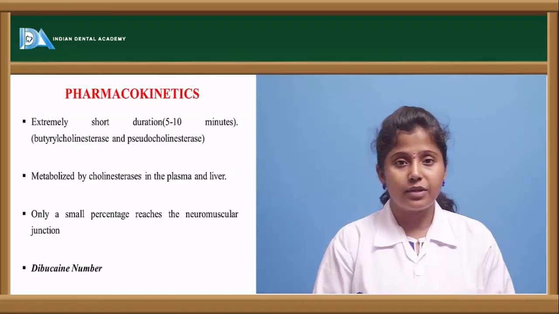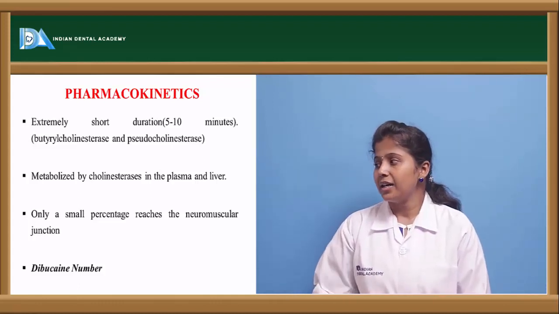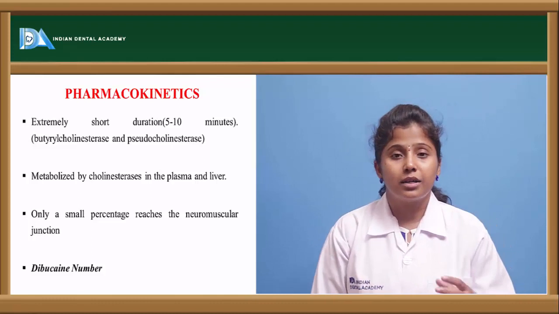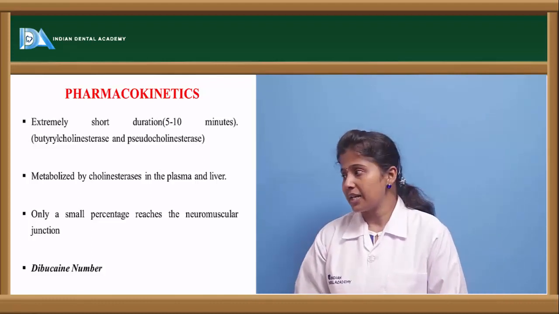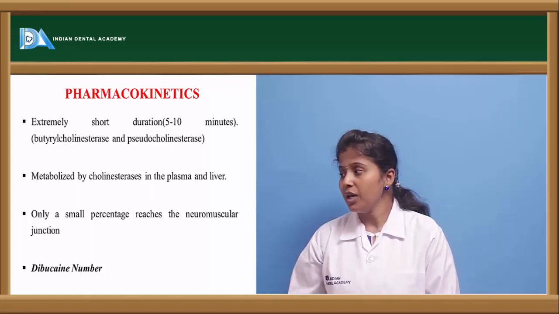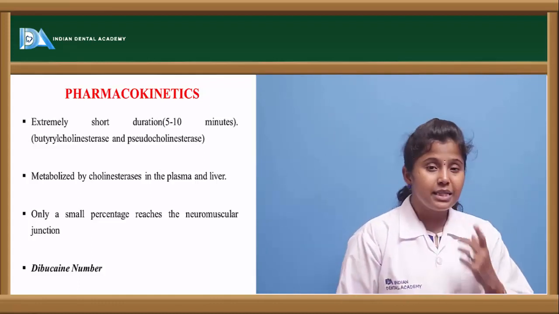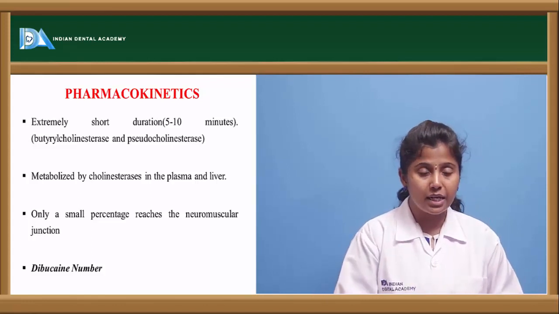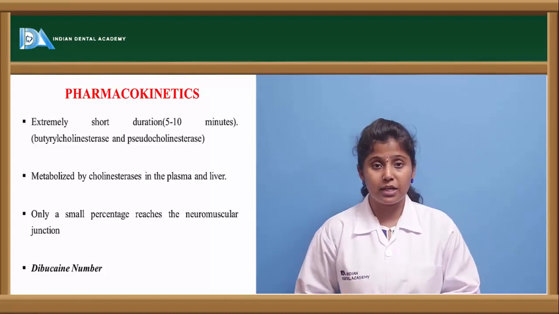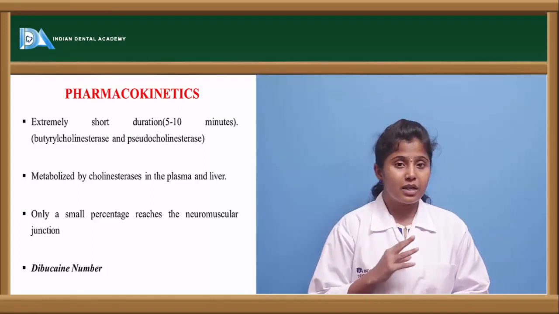Let us see the pharmacokinetics of these drugs. These drugs are extremely short acting, and they act for about 5 to 10 minutes, and they are more susceptible to butyrylcholinesterase and pseudocholinesterase enzymes. These enzymes are present in the plasma, and the drug is metabolized through the cholinesterase enzymes present in the plasma and liver. Only a small percentage reaches the neuromuscular junction, because these drugs are highly metabolized. As they are short acting, they can be eliminated out of the body easily, and they are more susceptible to cholinesterase enzyme. So only a small amount reaches the neuromuscular junction and exerts the action.